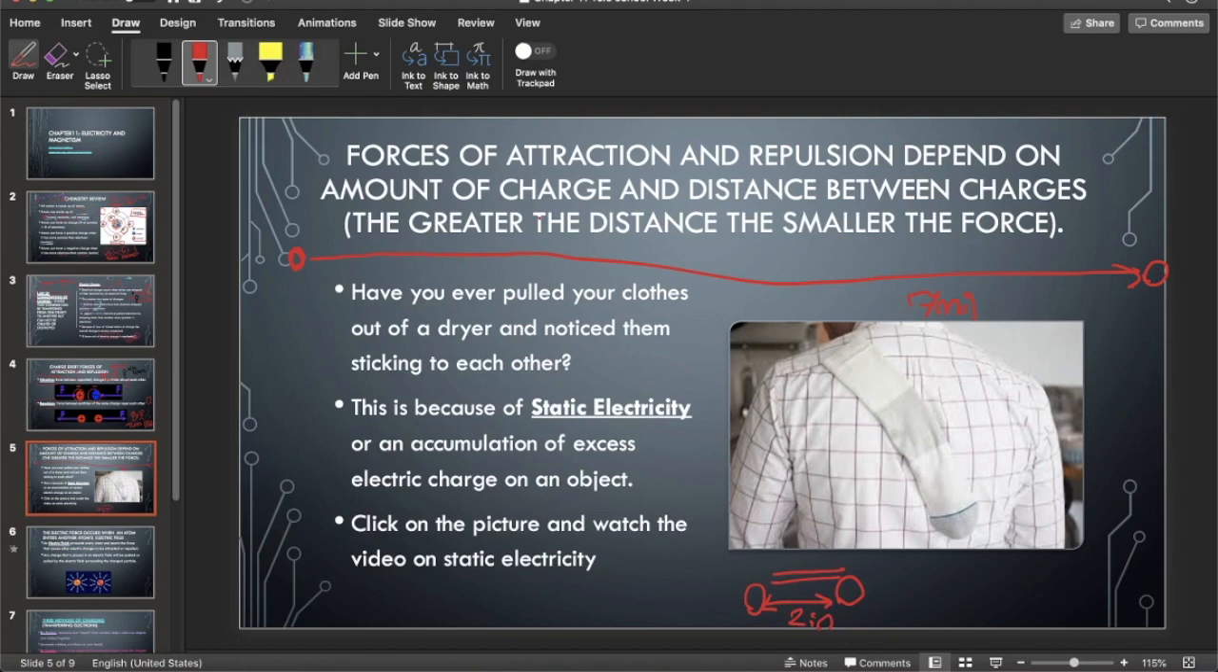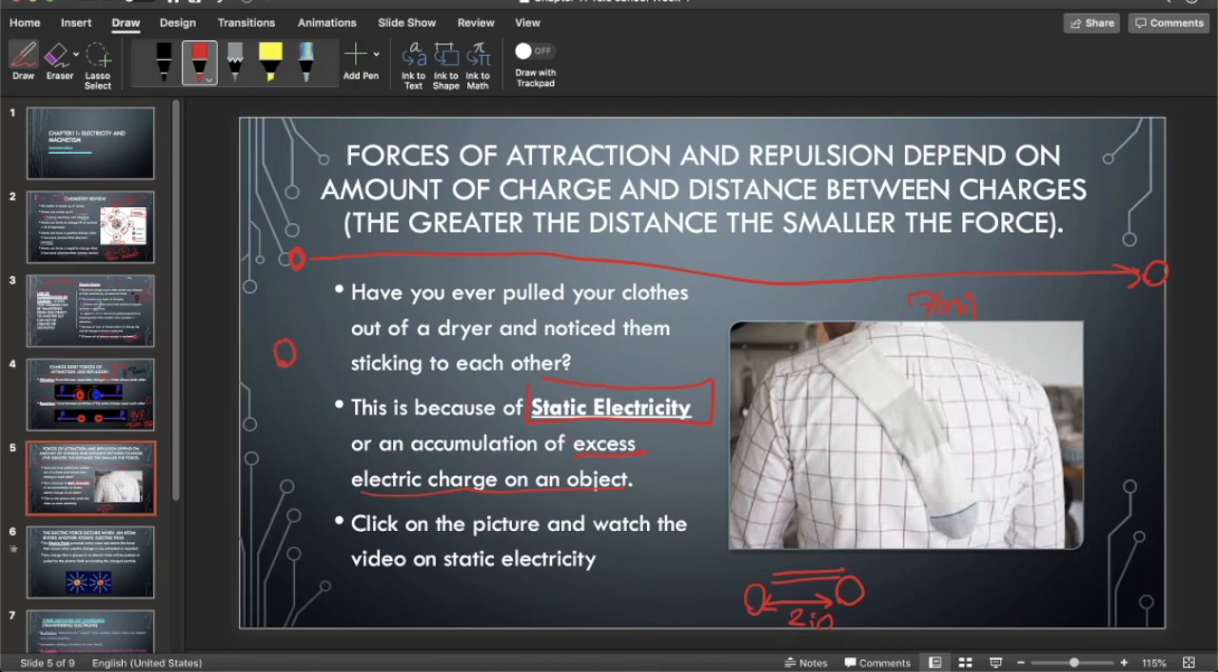All right, so let's look at an actual modern example. Hopefully you all have done laundry at least once or twice inside your lives. Okay, have you ever pulled your clothes out of a dryer and noticed them sticking to each other? All right, this is called static electricity. All right, or an accumulation of excess electric charge on an object. All right, and I'm sure you guys have seen static electricity.